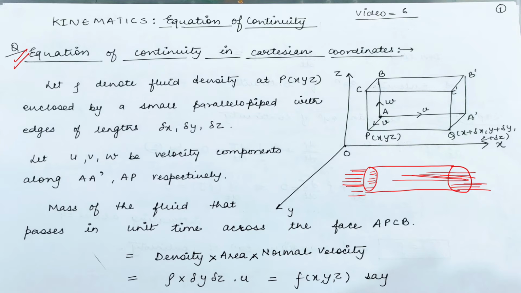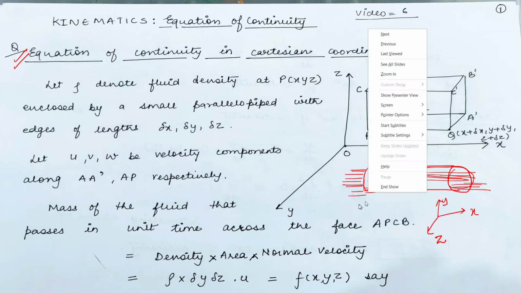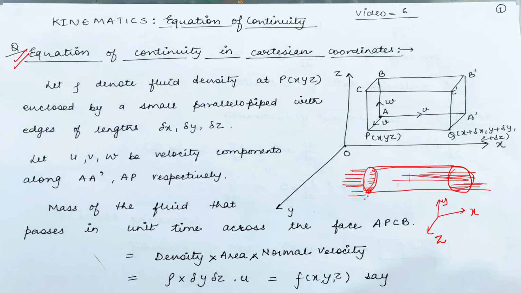Okay, so if you see, we have three faces here: this one, the front one, and the next one is the top one. So if we say according to the graph, we have three dimensions: x, y and z. These are the Cartesian coordinates. If we take any point of this small section of a pipe, say P, then the coordinates of P will be x, y, z.